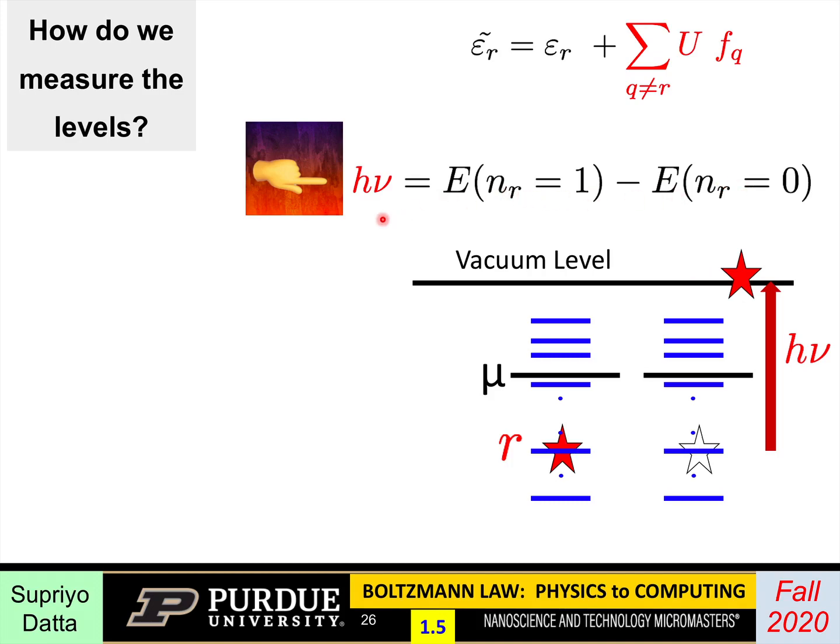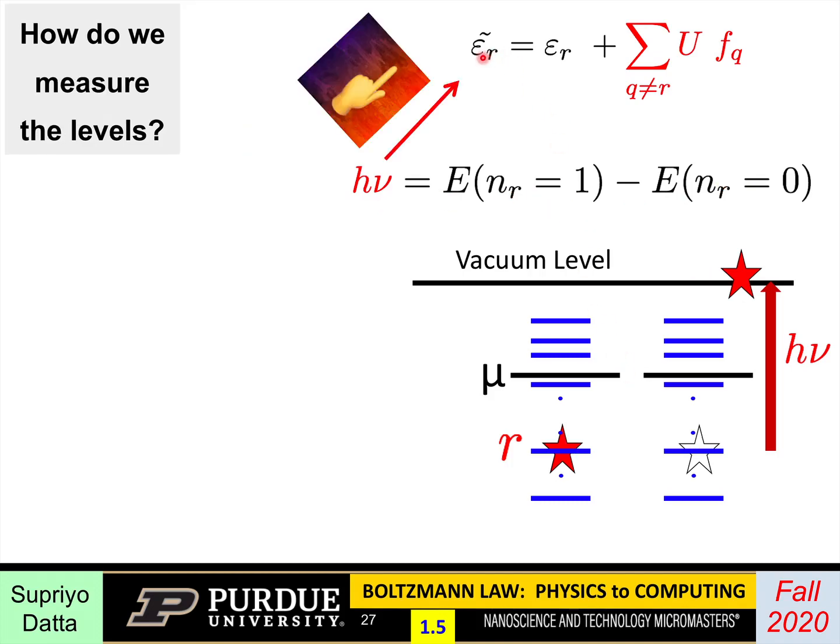And that difference is what the photon energy will measure. And what is the difference? Well, that difference is really equal to this tilde. Why? Because what is the difference? Well, first term is epsilon r. Here there's an electron, here there isn't, so the energy difference you'd say would be this bare level.